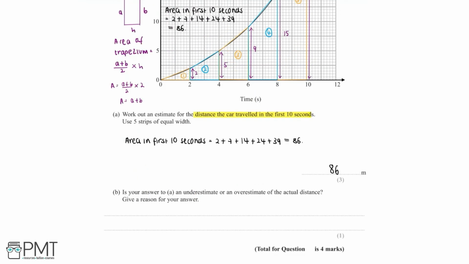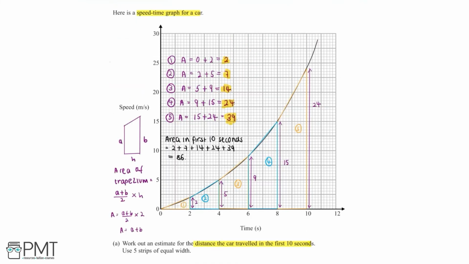Now in part B, we're asked if our answer to part A is an underestimate or an overestimate of the actual distance, giving a reason for our answer. Now looking back at our graph, we can see that our estimation is an overestimate because the graph is actually a curve, and when we drew our trapezia, we made the area under the graph bigger than what it actually is, which we can see in the little bits of white space, which shows that our shapes were actually slightly bigger than the area under the curve itself.